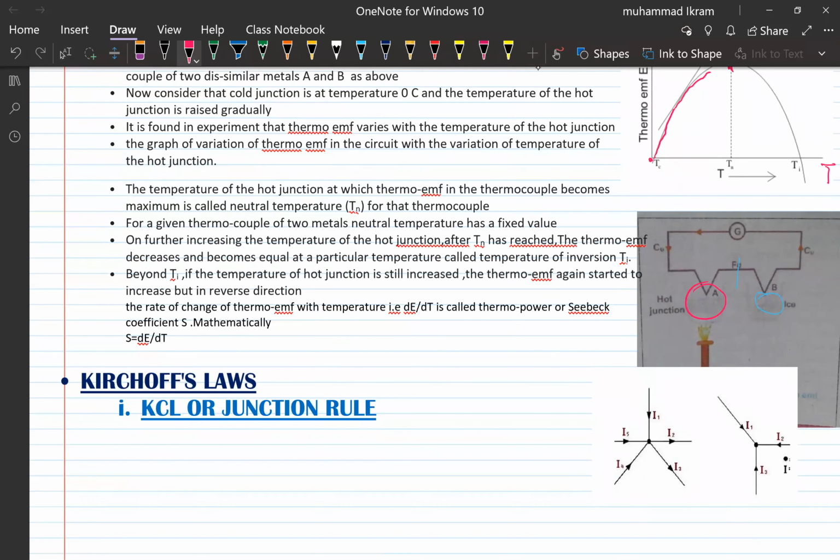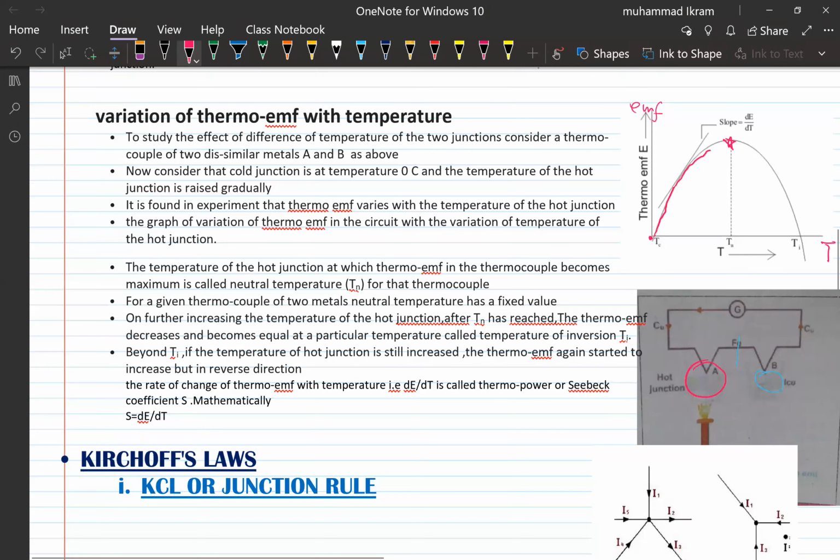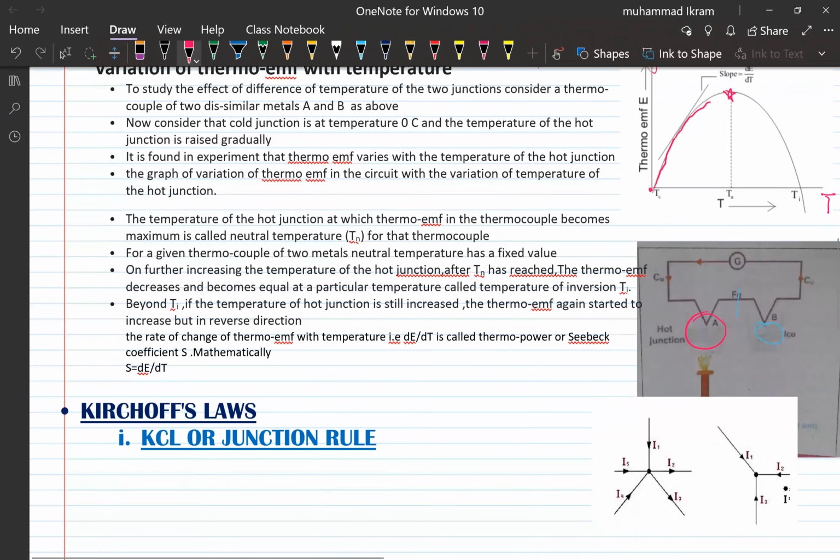For a given thermocouple of two metals, the neutral temperature has a fixed value. This value remains constant for the given pair of metals. On further increasing the temperature of the hot junction after the neutral temperature has been reached, the thermo EMF decreases rather than increases. As you see, there is a gradual decrease in the thermocouple EMF.